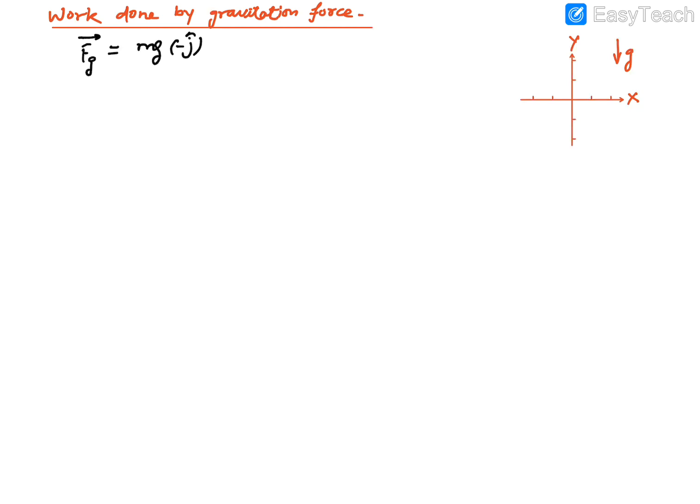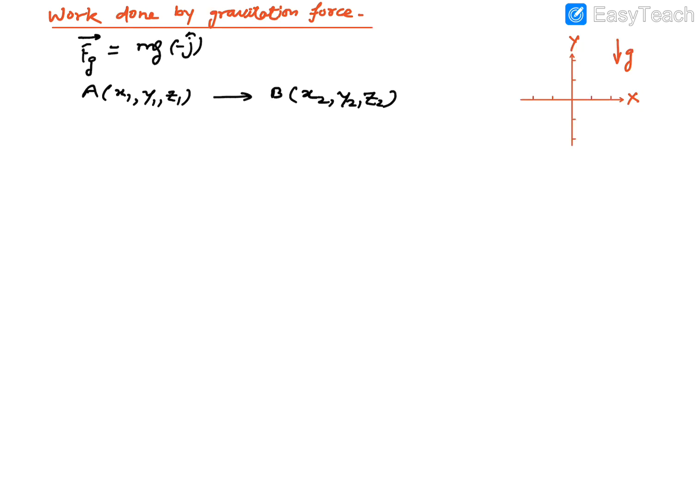Let's say the particle moves from location a to location b. So location a has general coordinates, let's say x1, y1, z1, and it moves to another point b, which has coordinates x2, y2, and z2, somewhere in space. So this is the displacement. Now since we know this gravity force is a constant force near the earth's surface, we are talking about near the earth's surface where g remains constant.